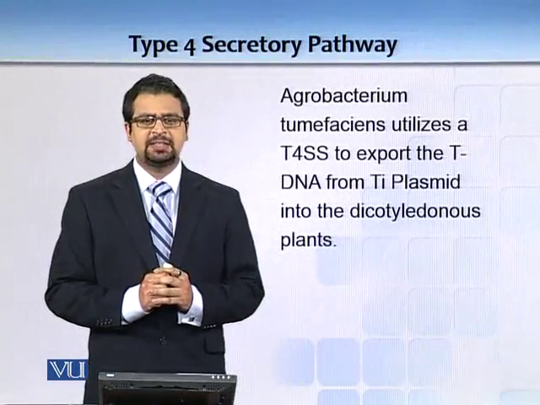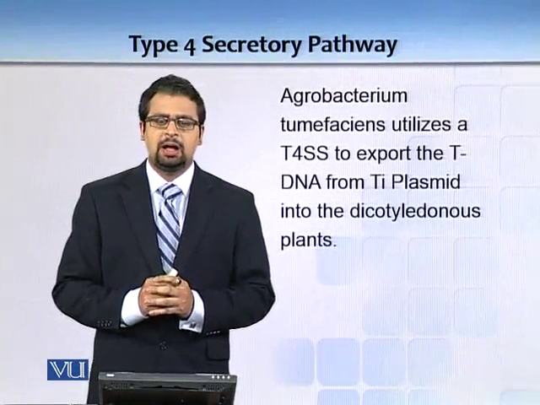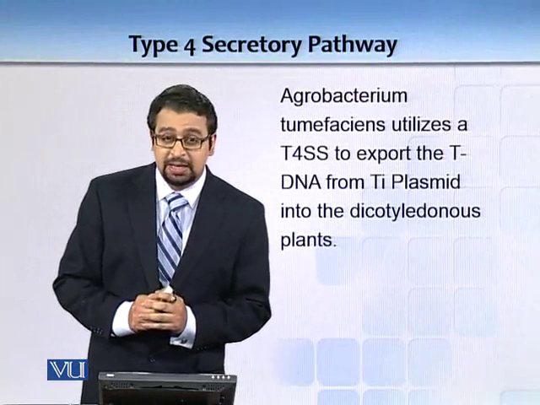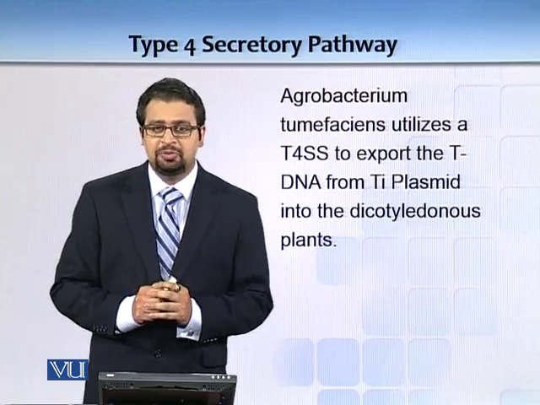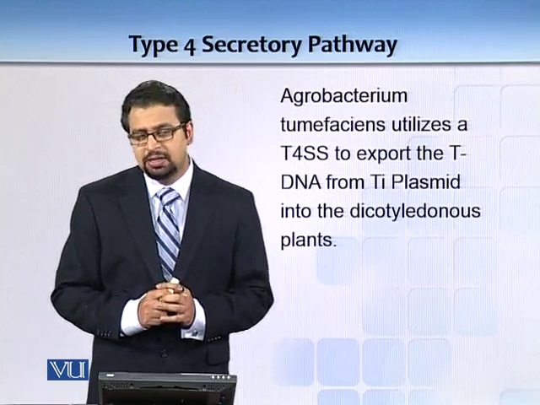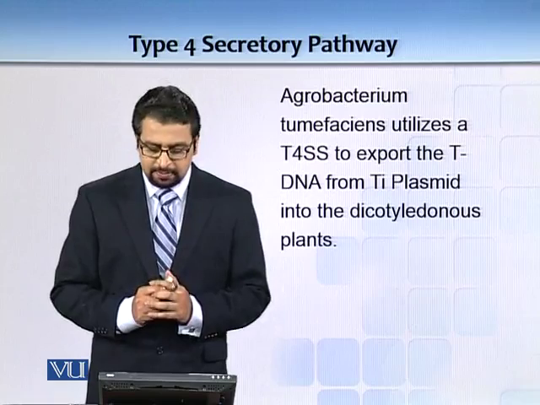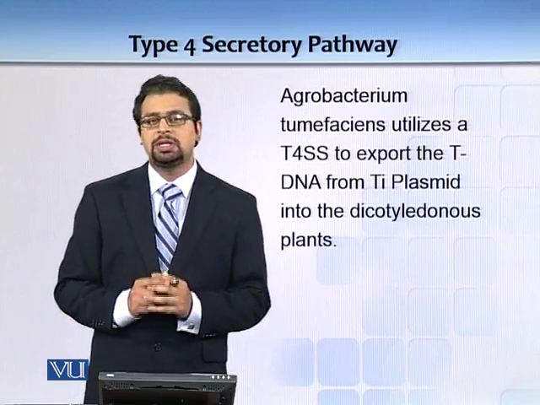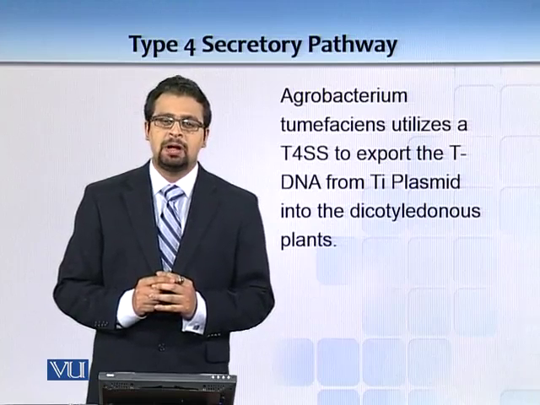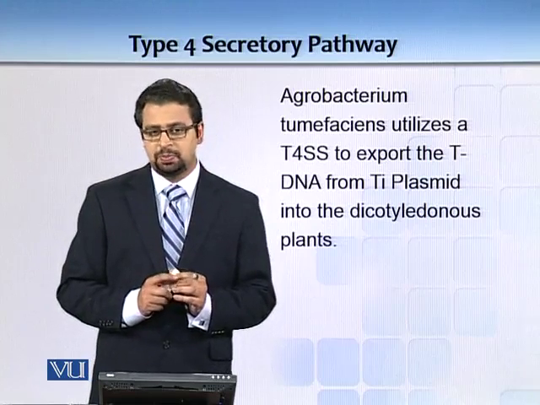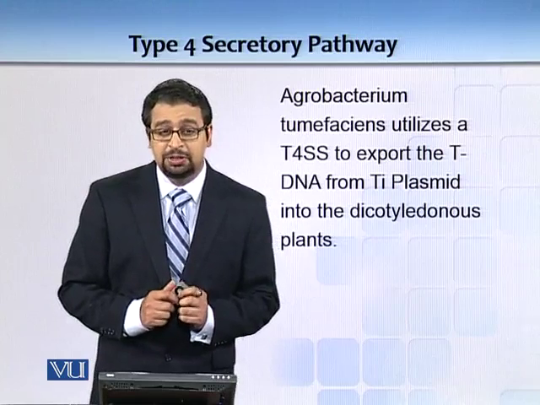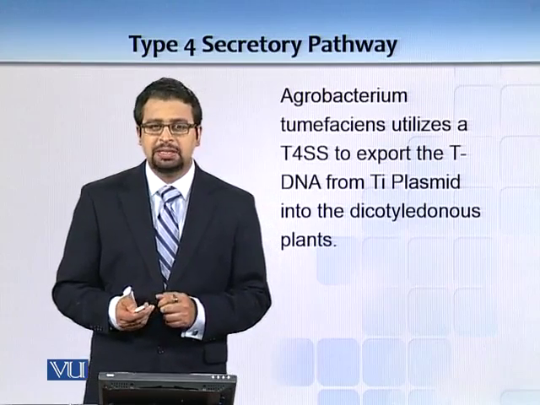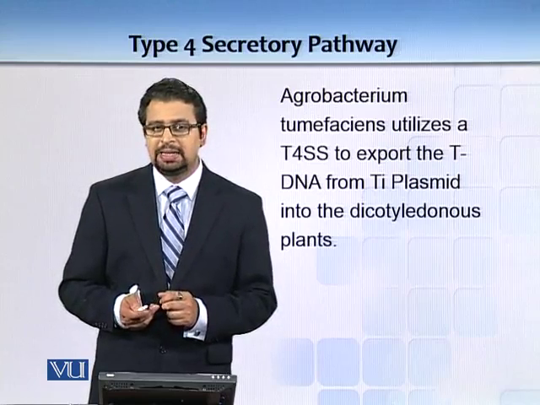In one of the previous lectures, we discussed Agrobacterium tumefaciens, which basically infects trees, especially dicotyledonous plants. And now, what sort of secretory pathway does it use to infect those plants? The pathway it uses is known as the type 4 secretory pathway. Let's look at this particular pathway in a bit more detail.